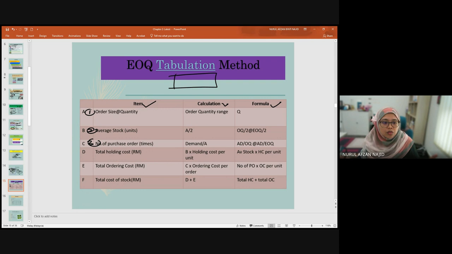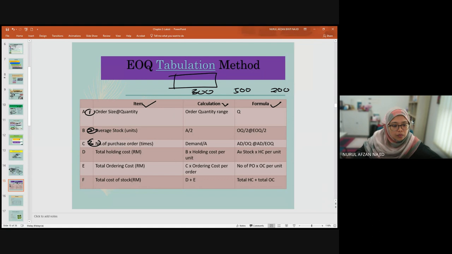So bila gunakan formula method berdasarkan kepada annual demand, berdasarkan kepada holding cost, ordering cost, kita masukkan dalam formula, kita dapat tahu 400 unit yang kita perlu order. So kita pun order lah 400 unit. Tetapi dalam tabulation method, dia ada range of order. Kita dah ada dah idea. Okay, kita sekarang ni nak order 300 ke, nak order 500 ke ataupun nak order 200.